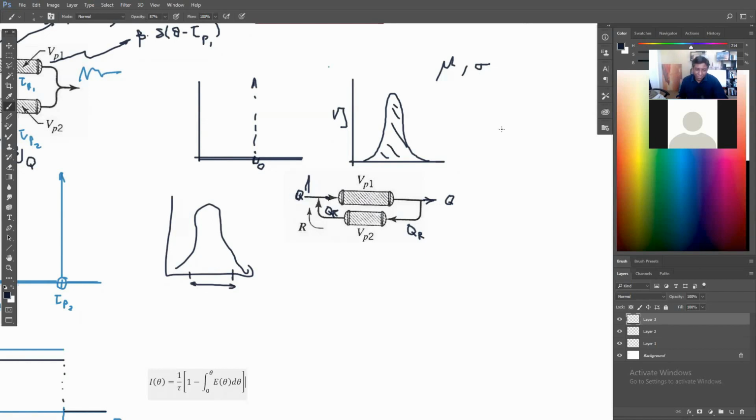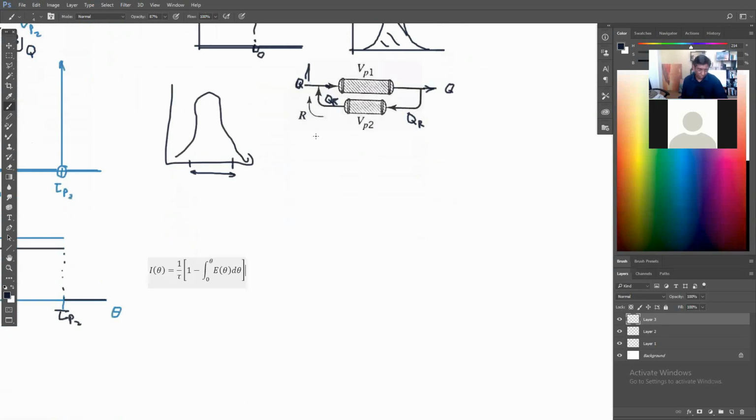Would anybody like to comment there? Has anybody come up with any interesting diagrams that they'd like to describe? No takers. Okay, so let's think of it.